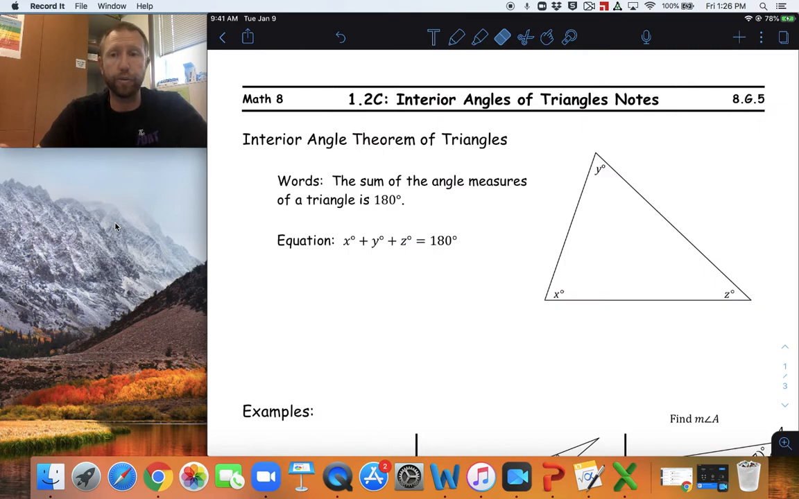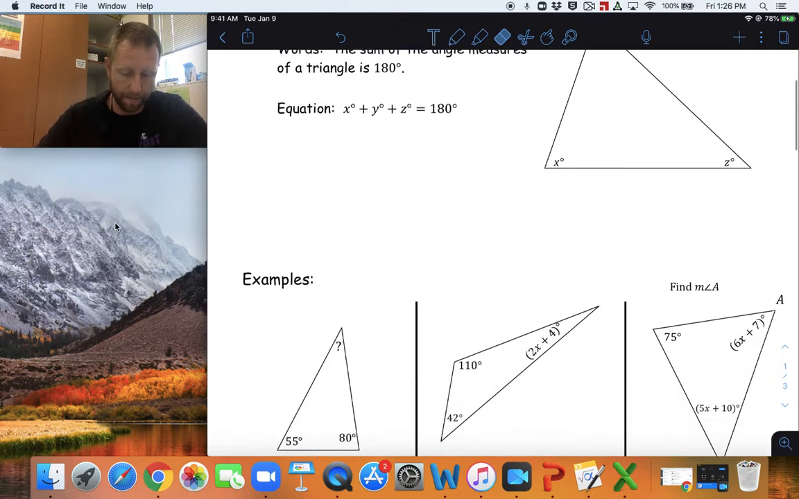Knowing that all three interior angles have to have a sum of 180 degrees, we actually can come up with this equation here that says it doesn't matter if I know the actual numbers for each one of those angles. I know that when I add them all together, they equal 180 degrees. And that's what that equation says. So I don't know what x is, I don't know what y is, I don't know what z is, but when I add those three together, I do know that it equals 180 degrees. So let's look at some examples here and what that means for us in math class.